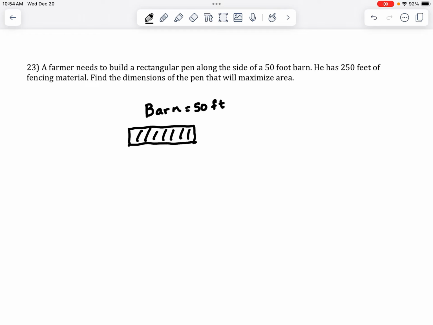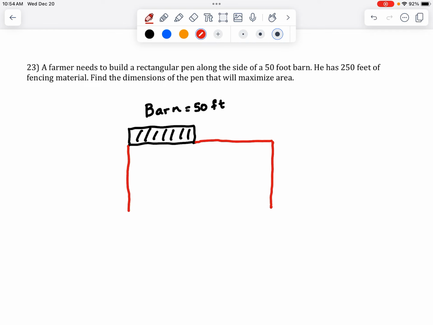And then the farmer needs to make a rectangular pen. So the farmer could build the pen so that it's a rectangle that goes like this and basically uses part of the barn so that they could save money and not have to build any red fence right there.